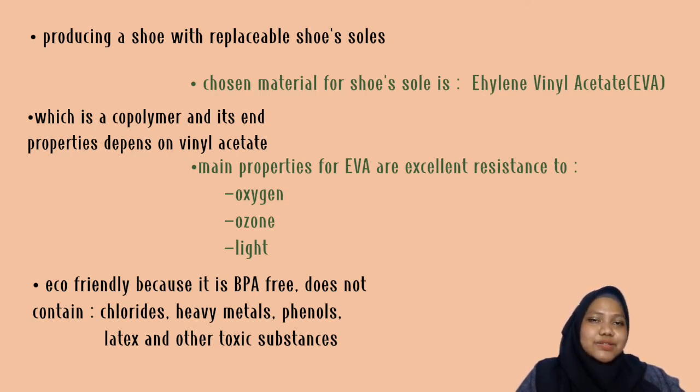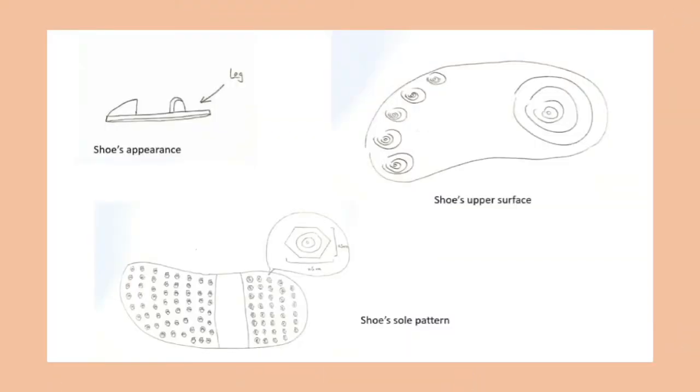Plus, it is considered eco-friendly too because it is BPA free and does not contain chlorides, heavy metals, phenols, latex, and other toxic substances. Next, in order to increase traction and friction on dry and wet floors, the pattern of the shoe sole plays a very important role too. So, this is how we are going to design our shoe soles.